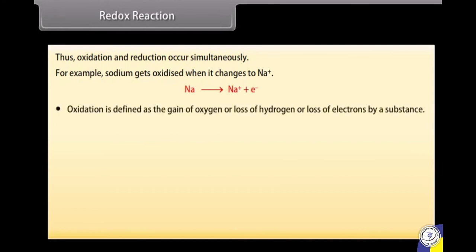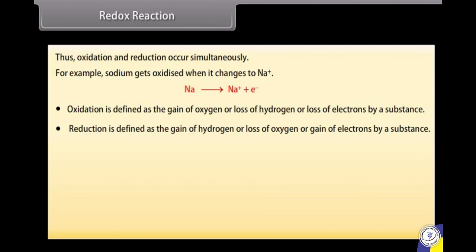Oxidation is defined as the gain of oxygen or loss of hydrogen or loss of electrons by a substance. Reduction is defined as the gain of hydrogen or loss of oxygen or gain of electrons by a substance.